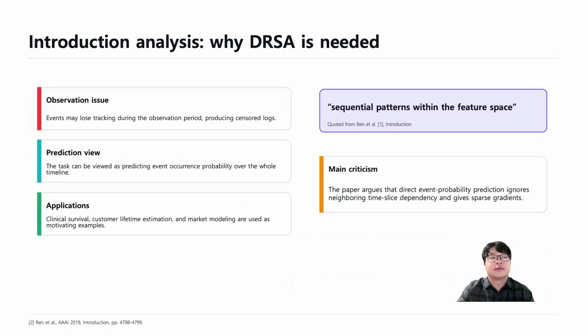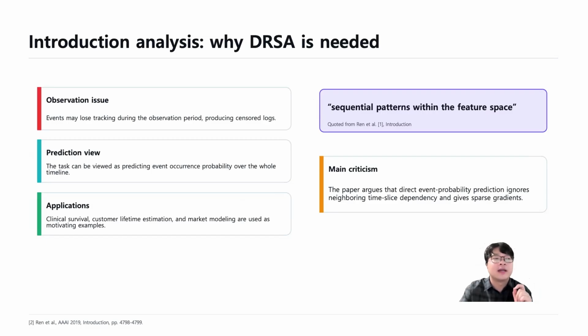The introduction explains why DRSA is needed. The paper starts from the observation that survival analysis appears in many real-world domains, including clinical survival prediction, customer lifetime estimation, and market modeling. In all of these applications, event tracking may stop before the event is observed. This creates censoring.